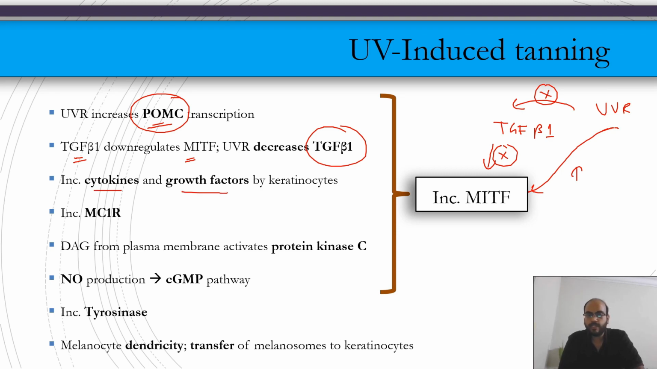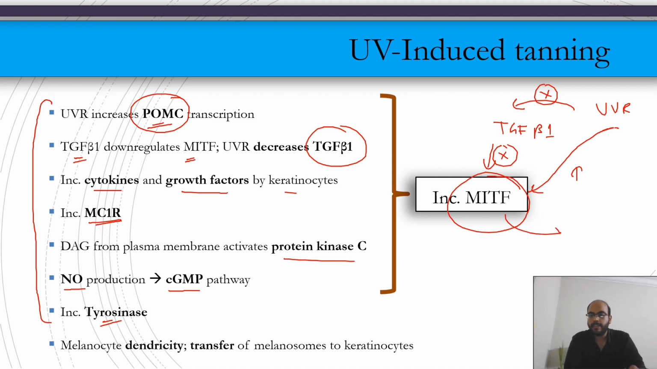UVR increases cytokines and growth factors by keratinocytes. It increases the concentration of melanocortin 1 receptor. It also activates protein kinase C. Remember, in the G protein coupled pathway, it's an important molecule. It increases nitric oxide production, which increases the cyclic GMP pathway. Again, the same reason why more MITF will be formed. It increases the activity of tyrosinase. Tyrosinase also induces formation of MITF. It's a self-positive feedback loop. From all these points, there is an increase in MITF, and we all know by now that if MITF increases, melanogenesis increases. This is how more melanin is formed.